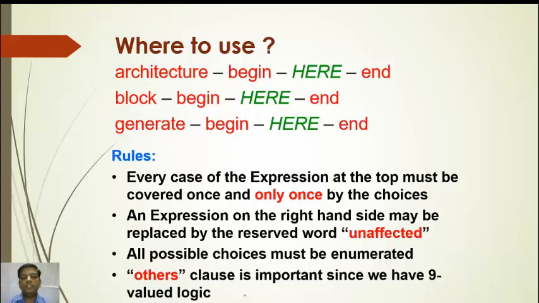The others clause is important since we have 9 value logic. Already we have seen 9 value logic: Z, X, W weak, high signal, low signal. These are the 9 value logic.